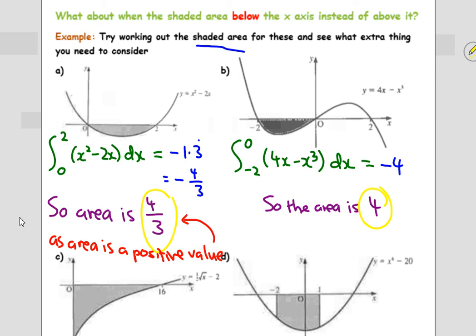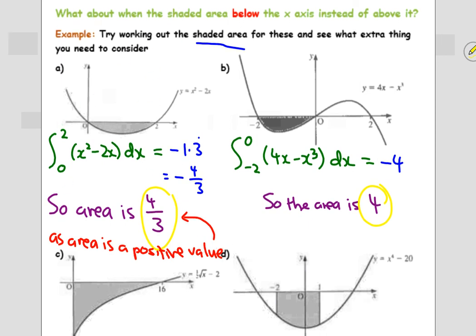C and D relates to the top one. You don't have pictures on yours?